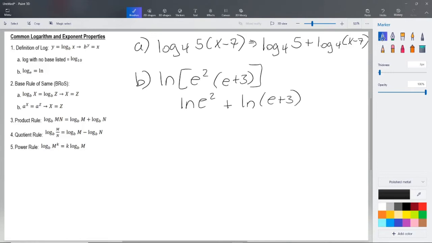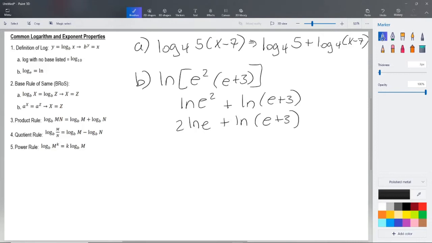Now, the last one, when we did that, there was nothing more to do, and so we stopped. But here we have one more thing that we can do, actually a couple more things. First, this 2 can be brought into the front of the log per the power rule here, number 5. So let's do that. We can say that this becomes 2 ln e plus ln of e plus 3. All right, looking pretty good here.